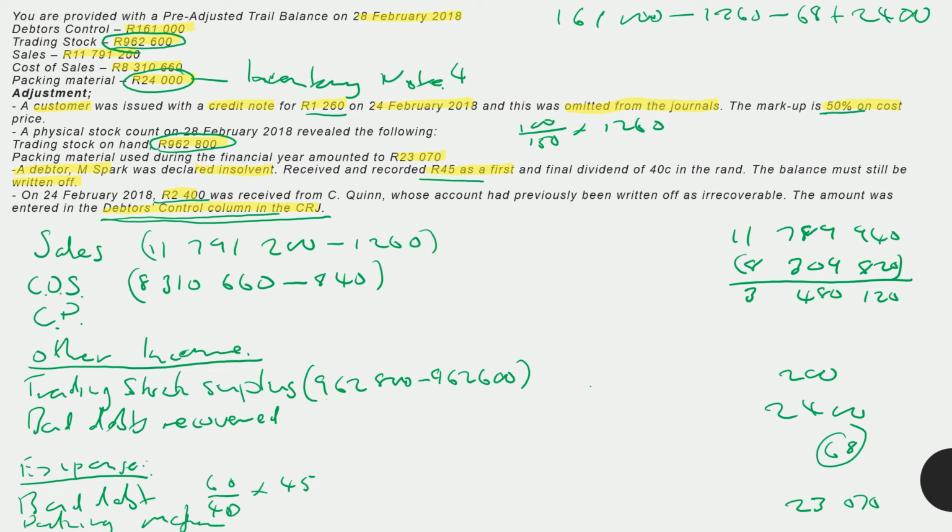Then trading stock, when you go to note number 4, you include this amount here, the one that is given in the notes, 962,800. These are adjustments that you need to be aware of. Once you have an adjustment regarding a credit note, additional returns, they will adjust your sales as well as your cost of sales. So you reduce your cost of sales and reduce your sales.